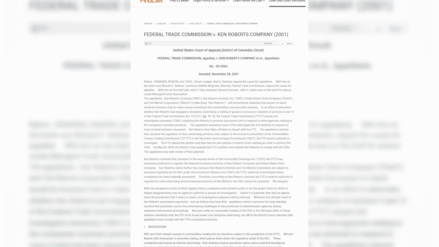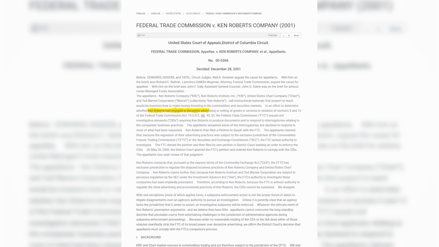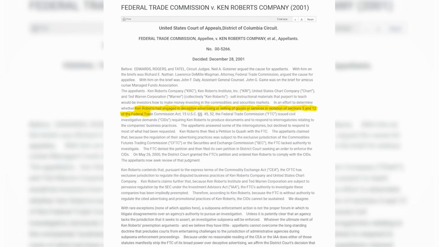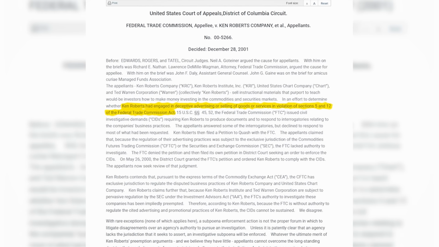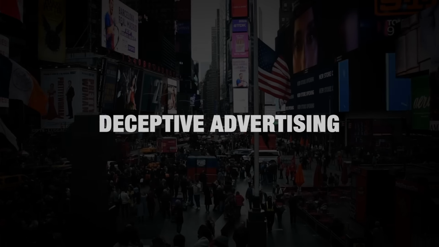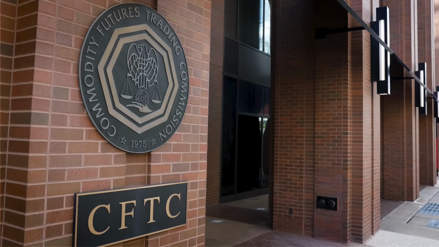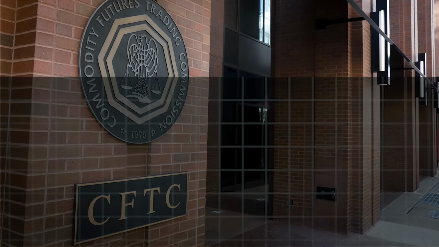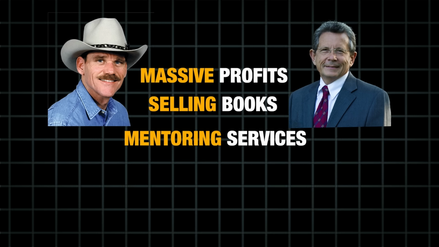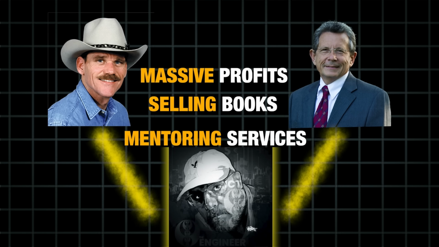Ken Roberts, like Larry Williams, also underwent scrutiny by the CFTC in the late 1990s. The Commission issued civil investigative demands requiring Roberts to present documents and answer questions about his company's business practices. This was due to concerns about deceptive advertising or the sale of goods and services in violation of CFTC rules. It is notable that both men initially claimed massive profits and insights, then began to sell their books and mentoring services. Do you see the similarity in their approach to that of Michael?